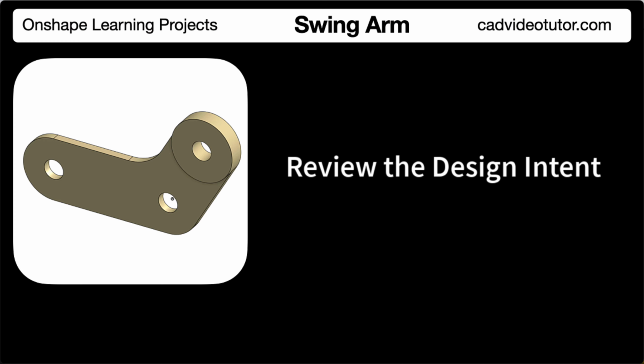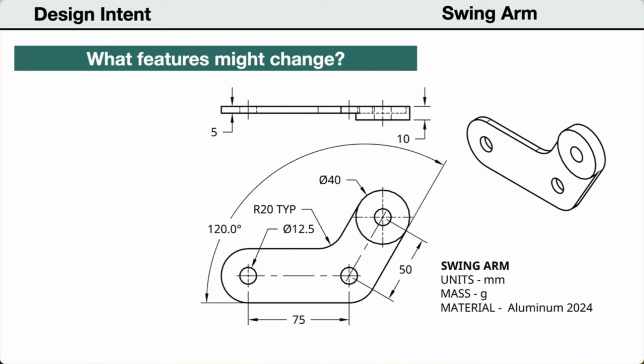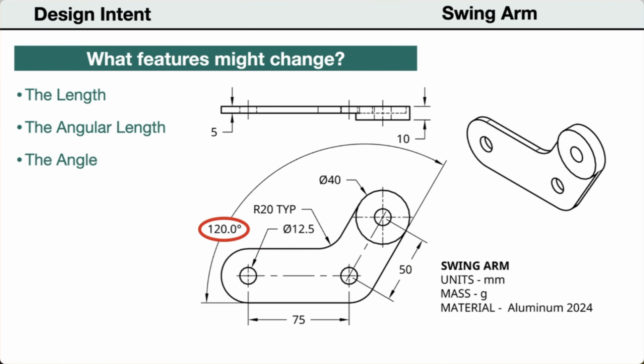Next, let's establish our design intent. To start, we need to identify any features that might be changed or revised during the design process. The length between centers on the horizontal arm may change. The length between centers on the angled arm may also be changed. The angle of the arm may need to be increased or decreased.